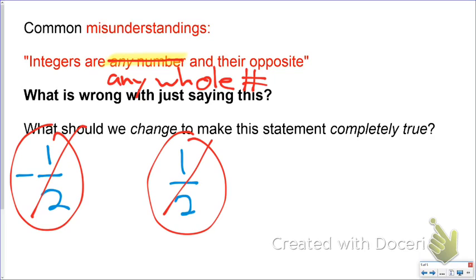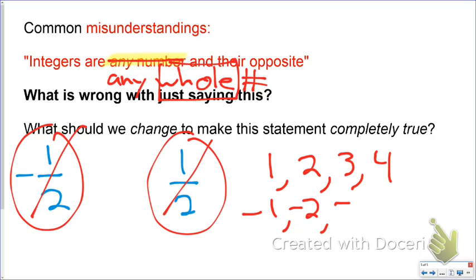and their opposite. The word whole number implies all of the counting numbers that you naturally count with on a number line and their opposites. Don't forget, 0 is also a whole number, and so 0 is also an integer.